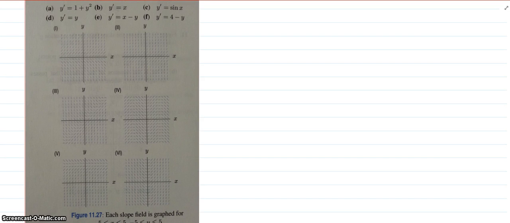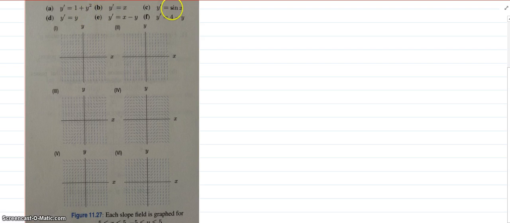Hello, so today I will talk about chapter 11.2, which is about slope fields. Slope fields is a tool for us to guess what the shape of the graph will be according to the initial condition. So the question right here is telling us to match the equation and the graph, the slope fields.